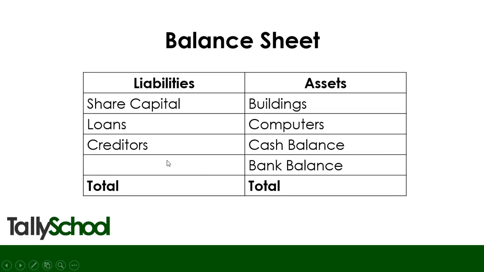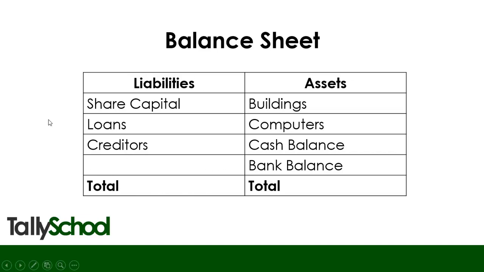Keep this side less compared to this side. So for example, you can increase your assets, and on the other hand you can increase your liabilities compared to the assets. So for example, your total assets are 10,000 rupees and your liabilities are 7,000 rupees.